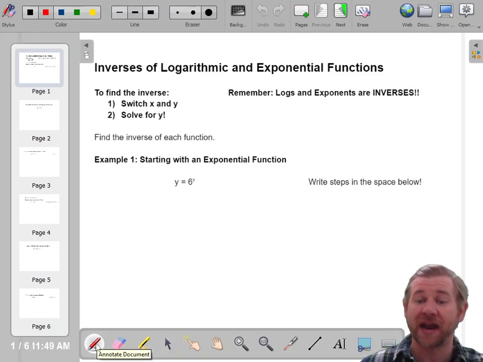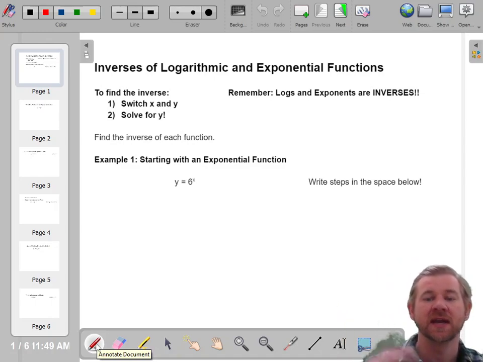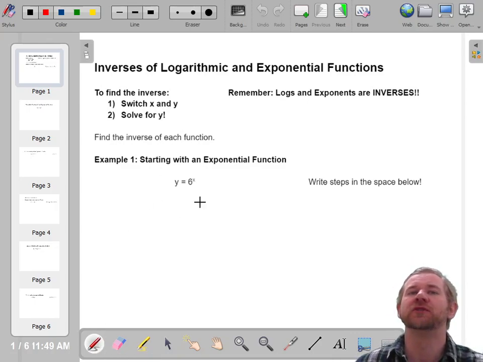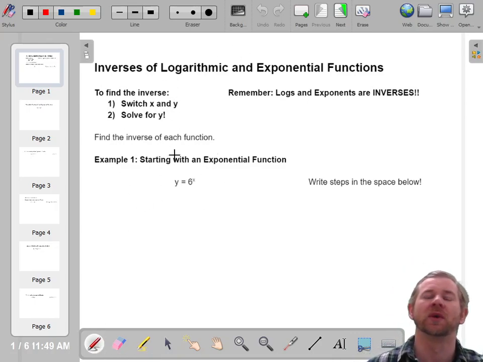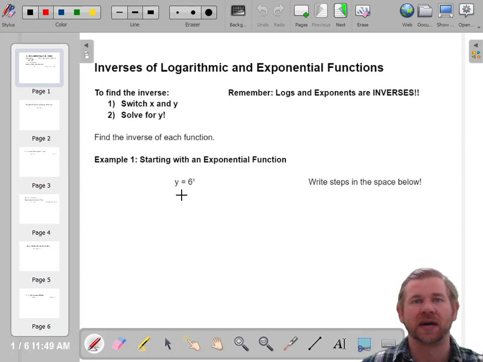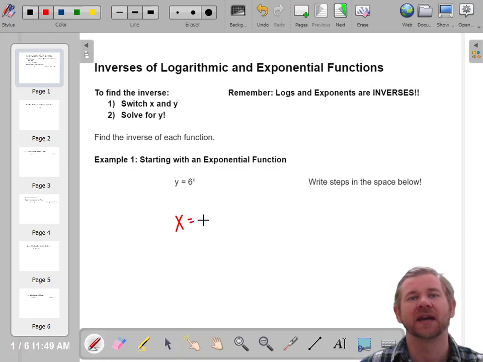So we've graphed exponentials, we've graphed logarithms, we've talked about how if you flip the x and the y, the input and the output, you're using the inverse function. So we're going to do that now. We're going to take this exponential and we're going to find the inverse by flipping x and y. So instead of y, we're going to say x, and now this says 6 to the y.